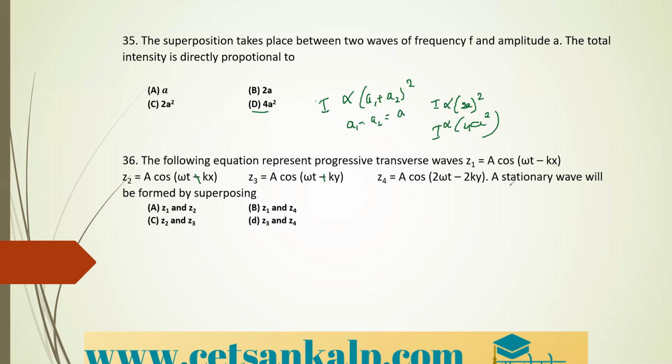The values are only different. Z2 and Z3 is also not possible. Then Z3 and Z4 is also not possible. Therefore, option A is the correct option. Option A is the correct option here, because of the same frequency and opposite direction, they will superimpose and produce a stationary wave, right?